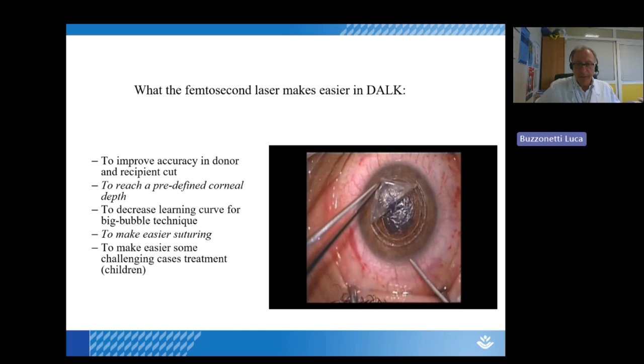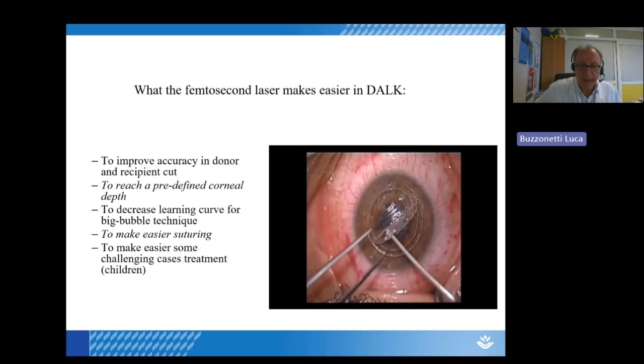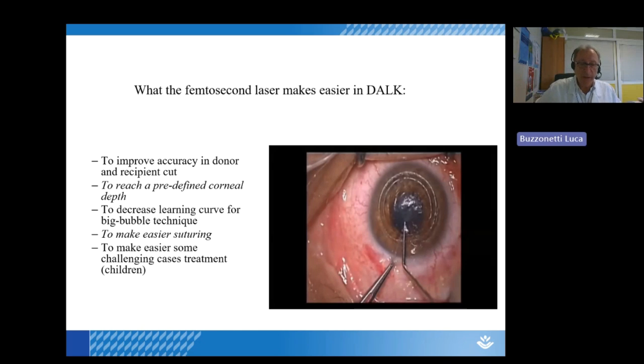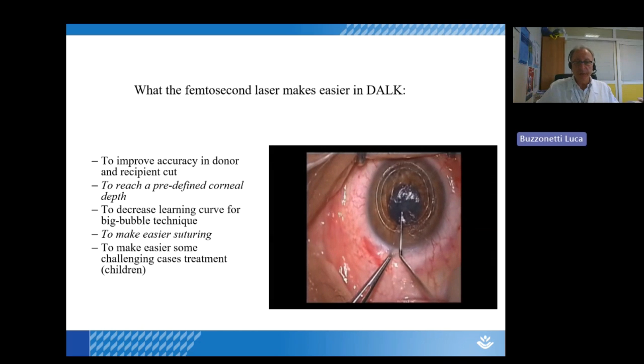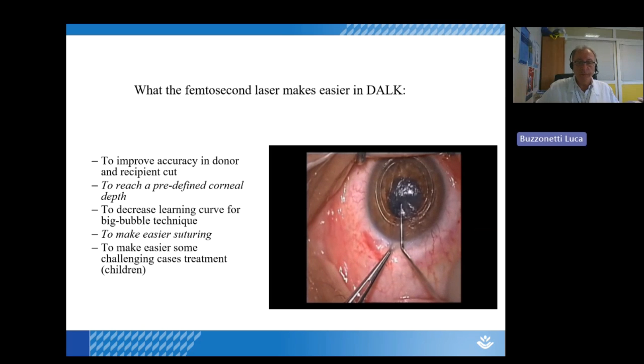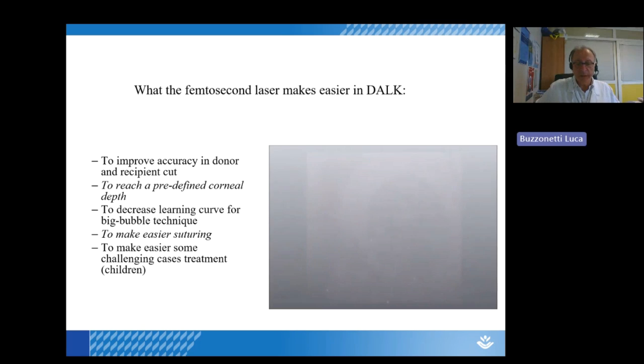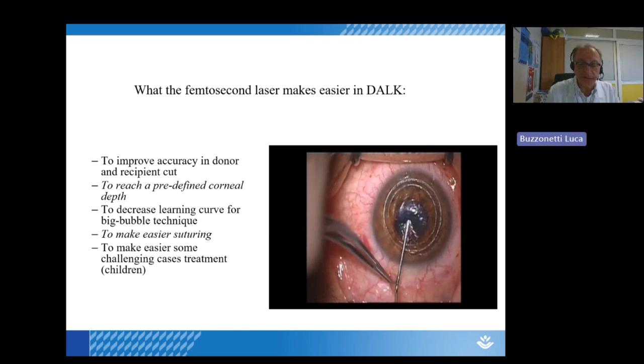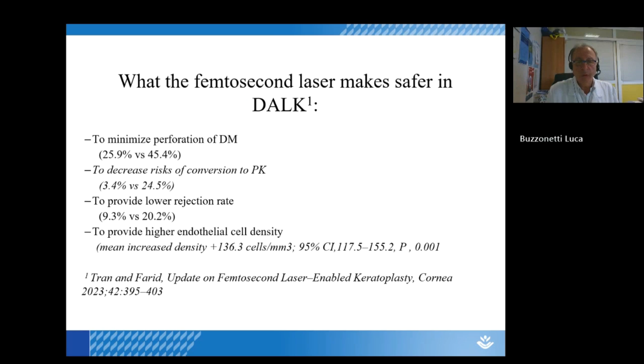The femtosecond laser makes easier in DALK the accuracy in donor-recipient cut, the knowledge of the depth, the decrease of learning curve. It makes easier the suturing and also the treatment of some challenging cases. The femtosecond laser makes safer to minimize perforation, decrease the risk of conversion to PK, to provide lower rejection rate, to provide higher endothelial cell density.